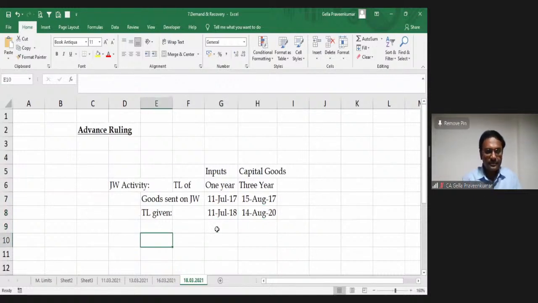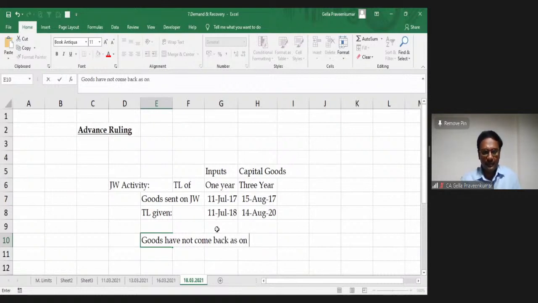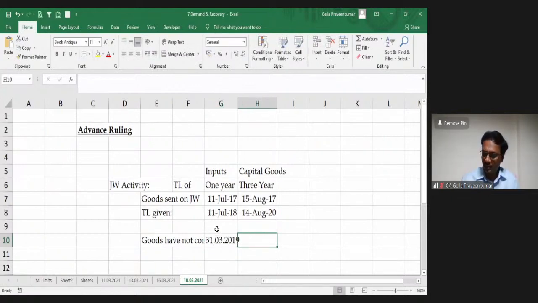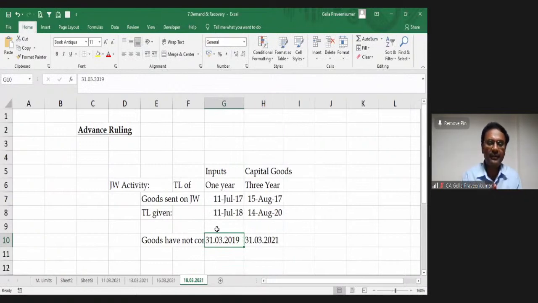Assuming goods have not come back as on 31st March 2019, as on 31st March 2021. Now, this I'm considering as a cutoff date. Why? When the audit is happening, they consider from the beginning of the year till the end of the year. So here they're saying that it is presumed to be a deemed supply.